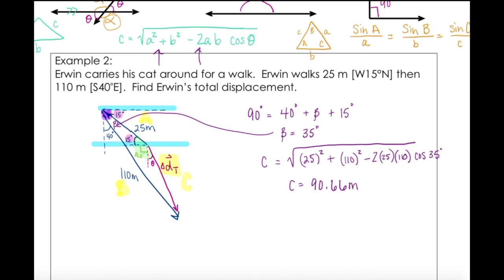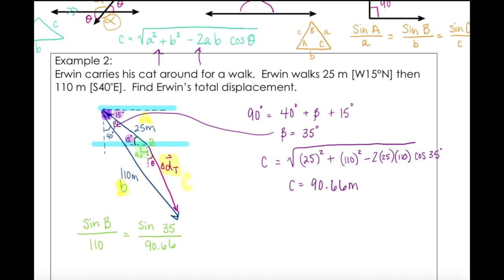which we calculated as 90.66. And then we want to know this angle B, the green angle, lowercase b, and we have side B. So we're going to use sine of B over b equals sine of C over c. So sine of B over 110 equals sine of our angle C, which is 35, over our side C, which we calculated to be 90.66.